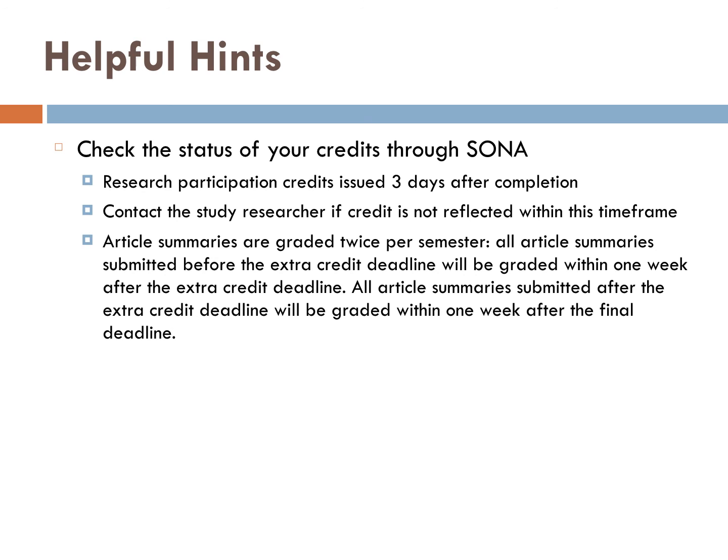Also, article summaries are graded twice per semester. So they're graded after the extra credit deadline has passed, and then they're also graded after the final deadline has passed. They cannot be reviewed for feedback or anything of that nature prior to any of these deadlines. If you're looking for that feedback, you'll want to go to the Writing Center at the library.